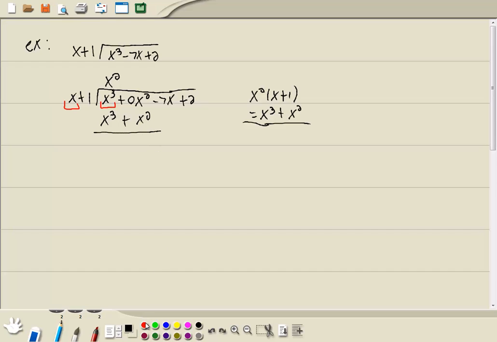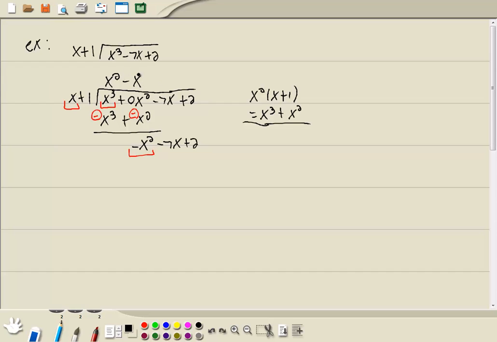Now we're going to subtract that line, which means flip signs. So this becomes negative, and this becomes negative. X to the third minus x to the third drops away. 0x squared minus x squared gives us a negative x squared. And I'll go ahead and bring everything else down. Now again, we'll look at the first term of each side, what to put up on top. You ask yourself what times x gives you negative x squared, and that's negative x.